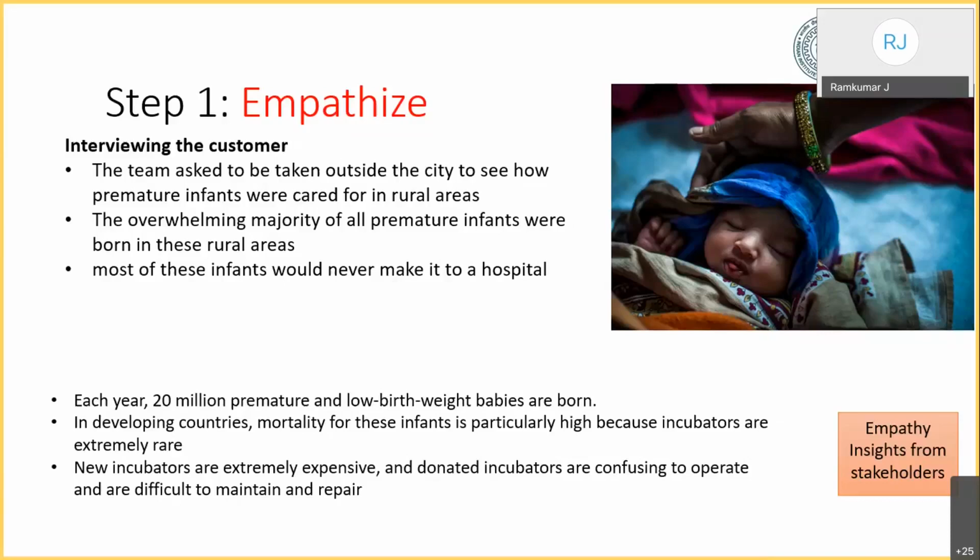20 million. So let us assume in Uttar Pradesh alone, because we are a highly populated state, 2 million premature and low birth weight babies are born. Out of this 2 million, let us assume 10% of them, if you can develop a device for only 10% of them, that itself is a huge market. Okay, in developing countries, the mortality rate of these infants is particularly high because incubators are extremely rare. New incubators are extremely expensive, and donated incubators are confusing to operate and are difficult to maintain and repair.